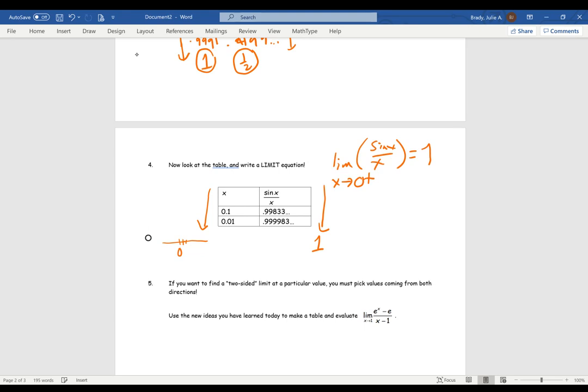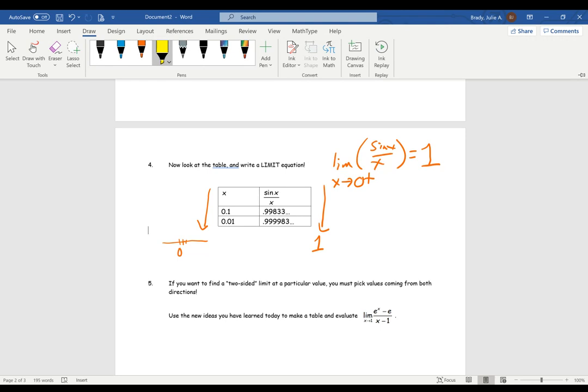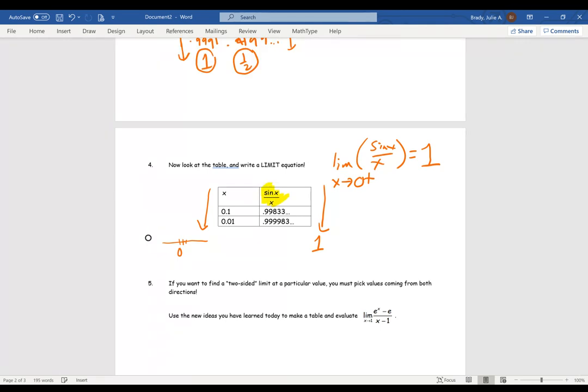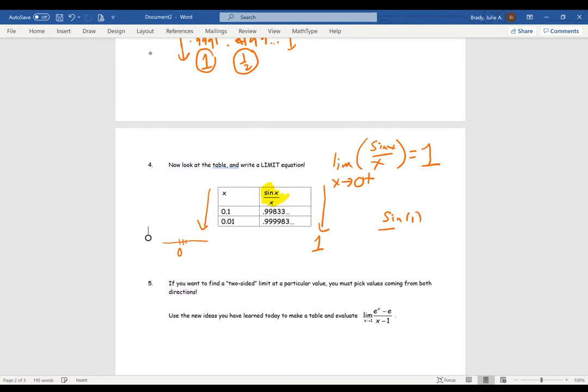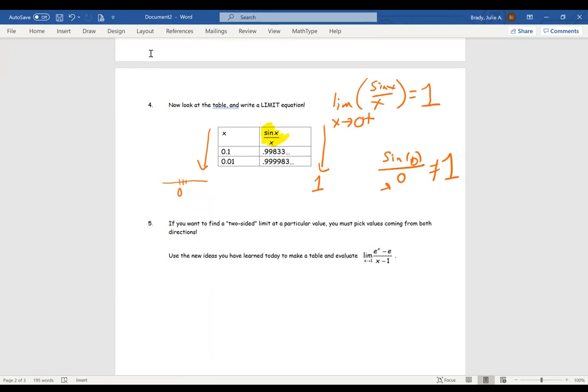Now, why is this an interesting thing to look at? Like, why bother, Miss Brady? Who cares? Because if that's the function, you can't evaluate it at 0. If you tried to literally put in sine of 0 over 0, you can't divide by 0. So this doesn't have an output. It's not equal to 1. But if you pick numbers super close, you would think that you approach 1, but you just never hit it. Okay, let's try one more.